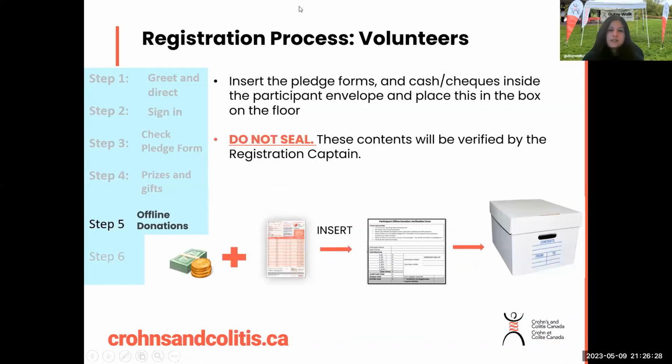So once you have these envelopes done, it's important that you make sure the pledge form, the cash and checks are all inside of there. And you've had, like I said, the initials on it, and you place it in the box. It's really important that you don't seal this envelope, because the registration captain will then be verifying these numbers. So they will have to take out the contents, review them, and put them back in. Once you have done this, you will put this in the banker box. You'll have one for each pair. You'll keep these banker boxes close with you, and you'll have either runners or registration captains coming to take the envelopes out of your box and keep them so they're not filling up.